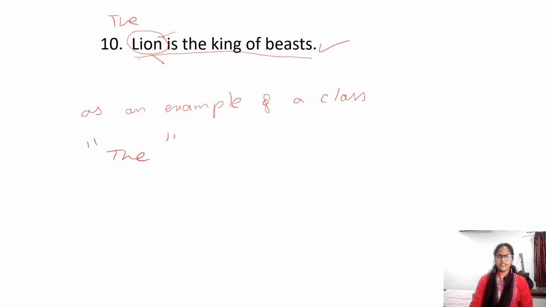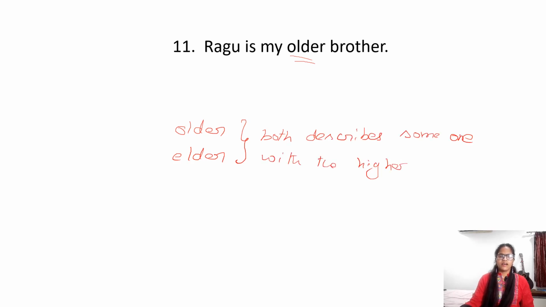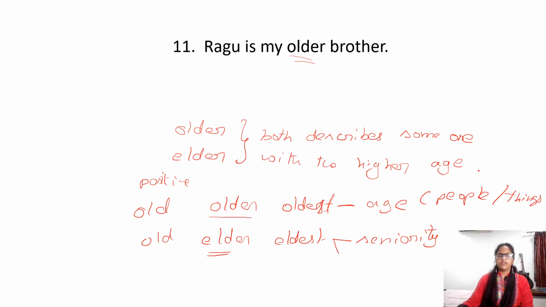Now moving to next one. Raghu is my older brother. Words like older and elder both describe someone with the higher age. Now old is our positive form. Older, oldest, old, elder, eldest. Now when to use older and when to use elder. Older implies age, whereas elder implies seniority. And older is used for both people and things, whereas elder is used only for people of the same family.